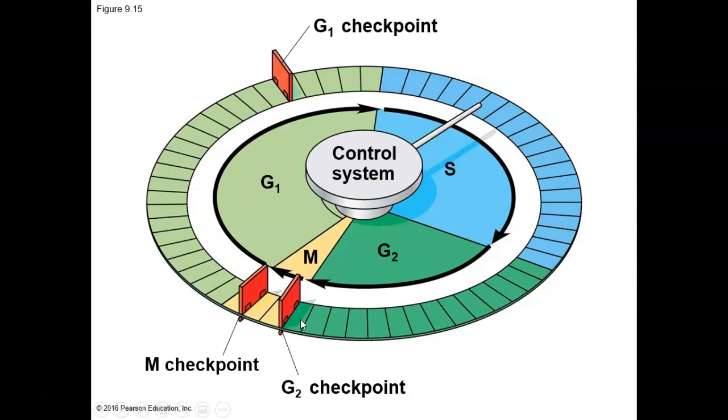So if the cell isn't prepared to go from G2 into M, this checkpoint is going to stop it and make it wait there. If it's not prepared to finish mitosis, it's going to stop here. If it's not ready to go into synthesis, it's going to stop here. So these checkpoints are really important because if something's not right with the cell, it will stop. If it doesn't go right for a long time, that cell will actually go through a process called apoptosis, or programmed cell death, so that that cell doesn't replicate inappropriately.